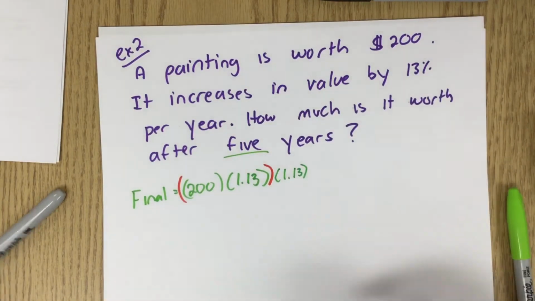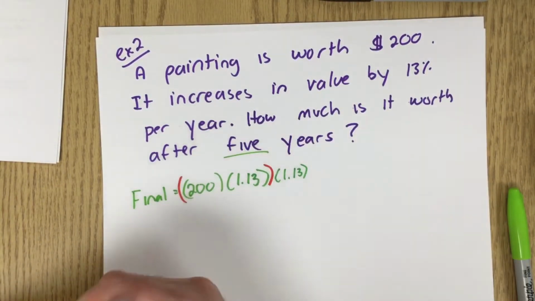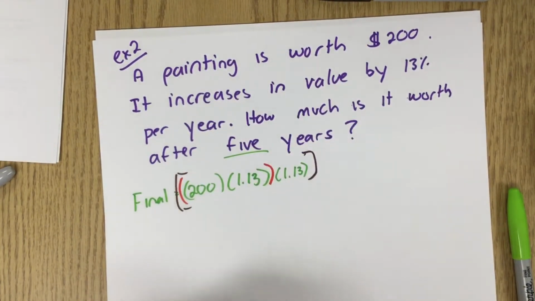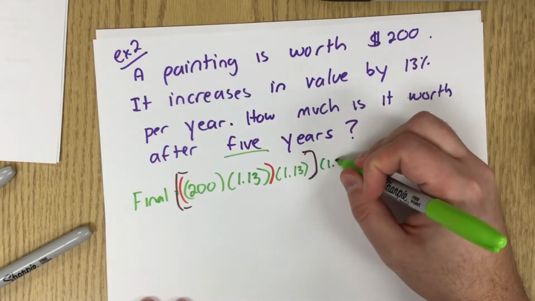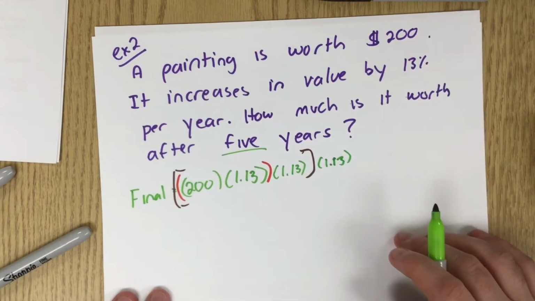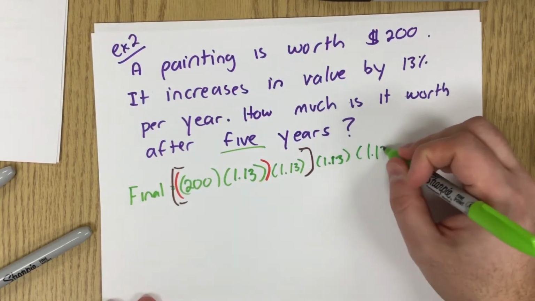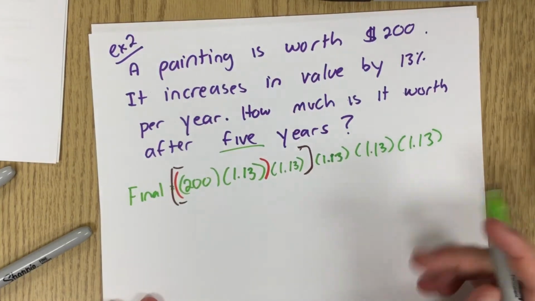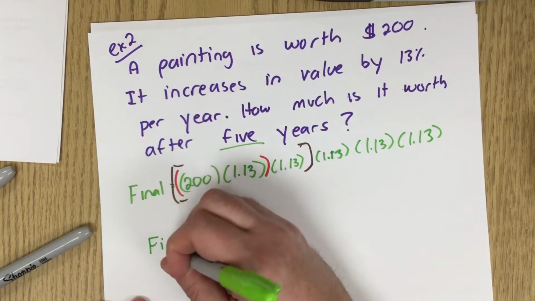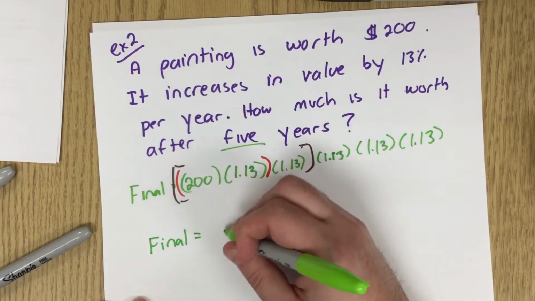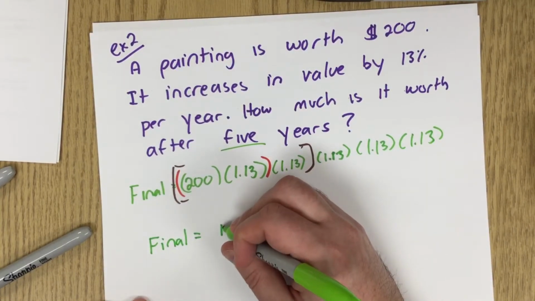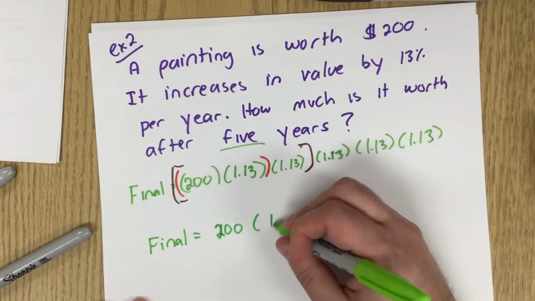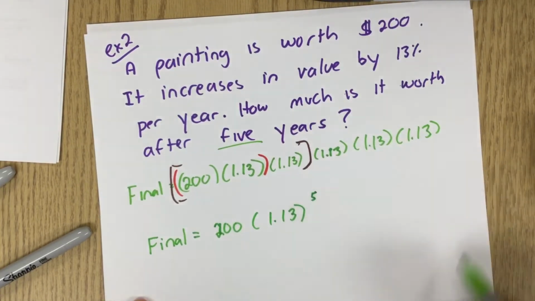And then we're going to take that value and multiply it by 1.13, which is, again, adding 13%. And we're going to do it another 2 times, because it's going to be multiplied by 1.13 5 times. Or another way of writing that would be the final value is going to be the initial value, which is 200, times 1.13 to the 5.